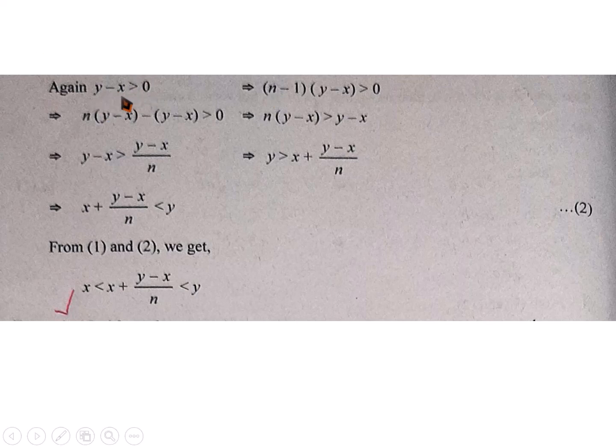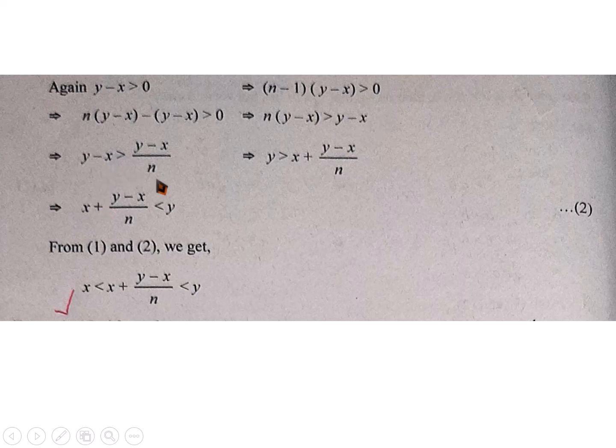Multiply this inequality by n minus 1. We get (n minus 1) into (y minus x) is positive. On simplifying, we get n(y minus x) is greater than y minus x. Take y minus x on the right side. This sign becomes positive. And then divide by n.